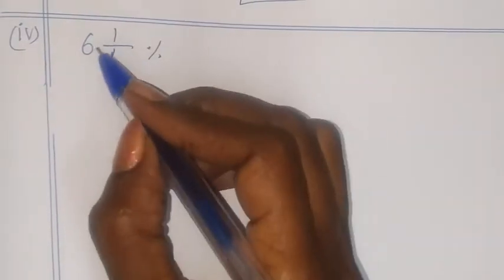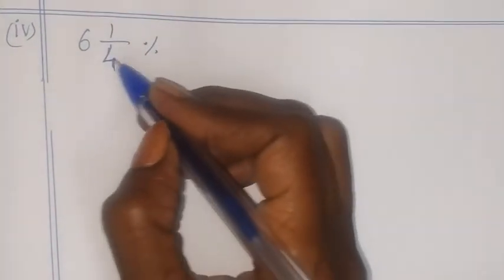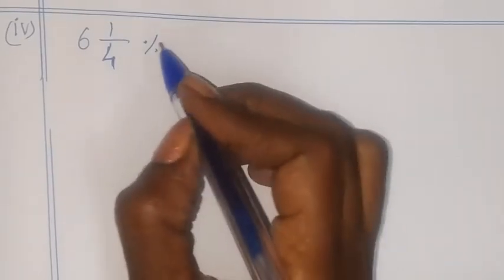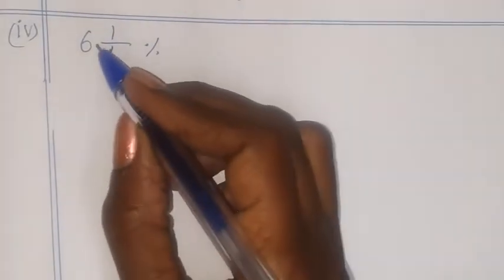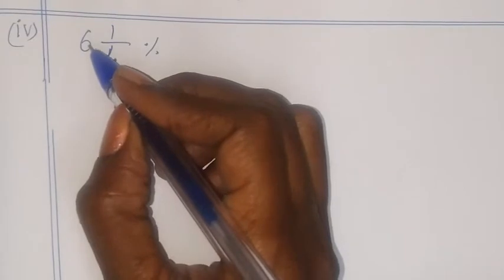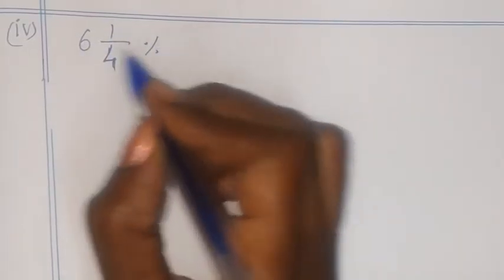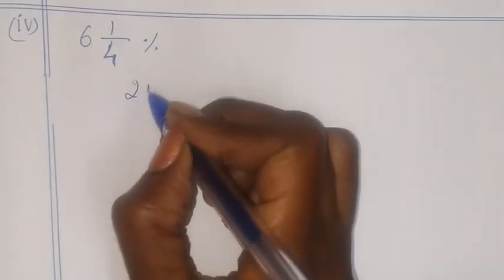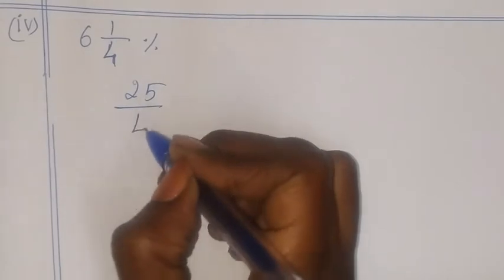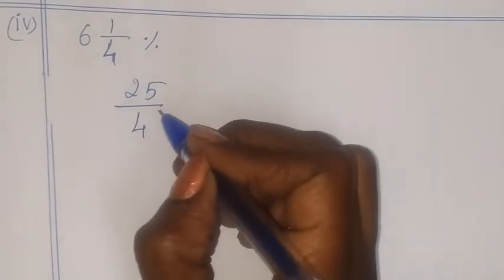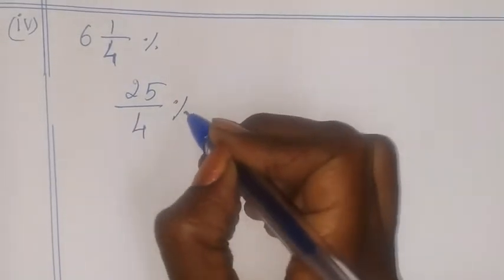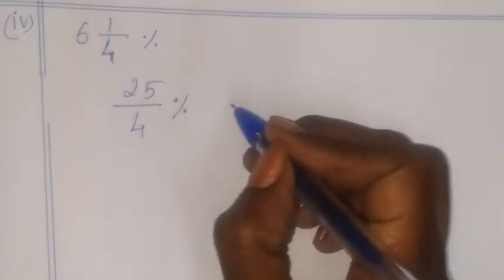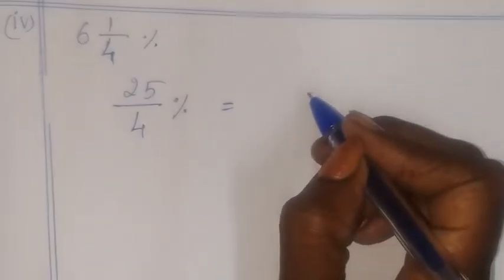So first we have to convert it into an improper fraction. Then only we can convert from percentage to fraction. To convert a mixed fraction into an improper fraction, we multiply the 6 and the 4, add the 1, and write it in the numerator. So 6 4s are 24 plus 1 is 25, and the denominator is written as the denominator, with that much percentage. Hereafter only we are going to convert this percentage to fraction form.